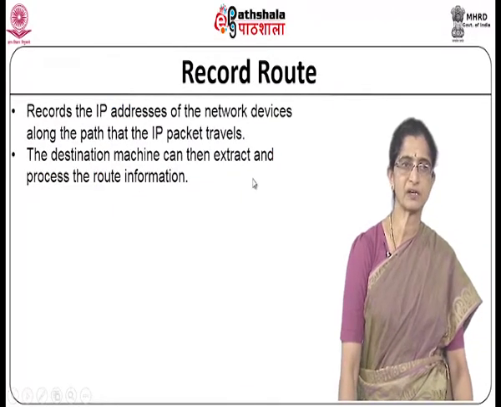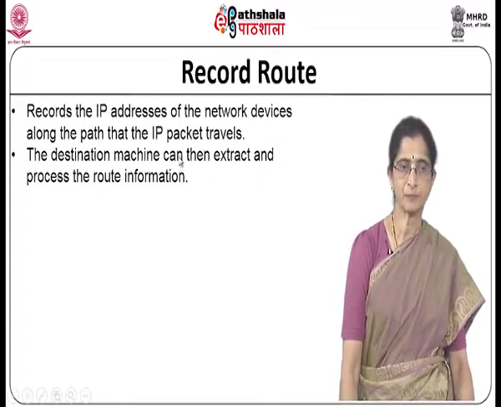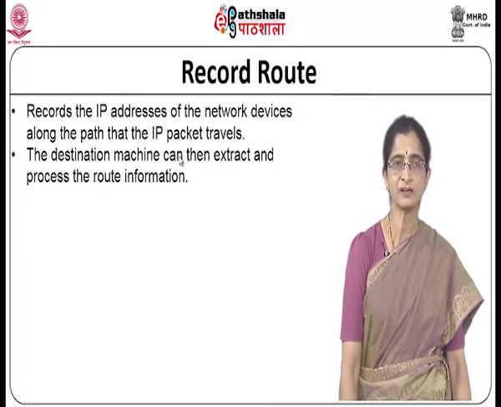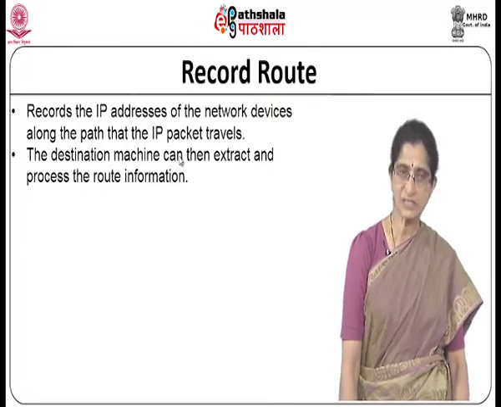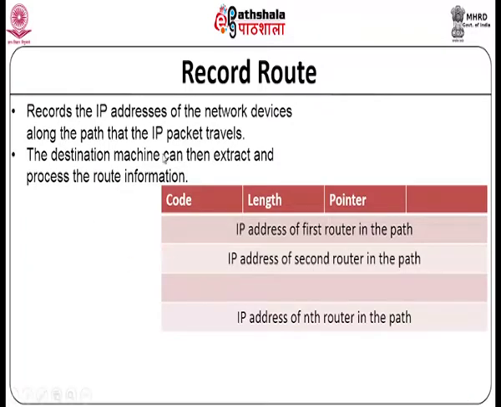So the next option that we have is the record route option. In record route, instead of specifying the routes as we did in the case of source routing, when the packet visits a particular router, its IP address is recorded in the options field. The kind of fields that we have are very similar. Only thing is, all these fields will be empty to start with. When the packet first leaves the source, all these fields will be empty, and as it visits the different routers, the address of that router will be filled in over here.